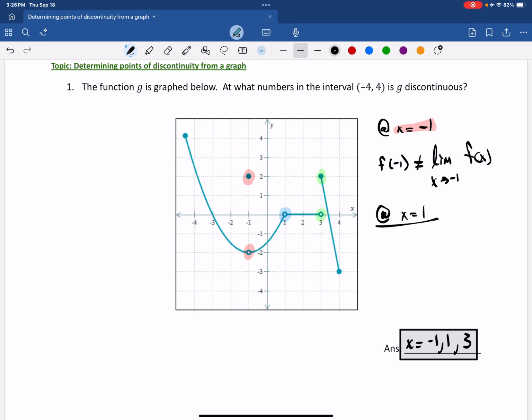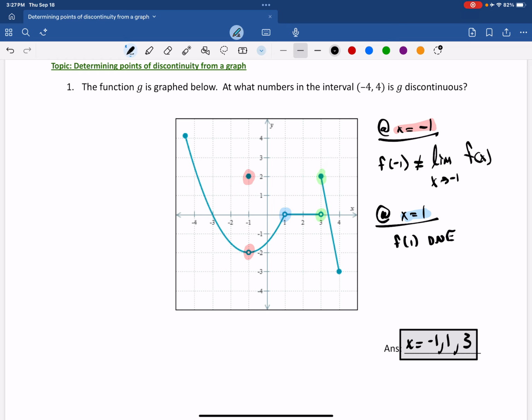Why is the function discontinuous at x equals 1? Again, that's the blue one that I highlighted on there. Why would it be discontinuous? Well, the first thing we always check is, does the function exist? Notice that function is an open circle here, not defined anywhere else. So the function doesn't even exist at that point. So that's simple enough. We just say f of 1 does not exist.